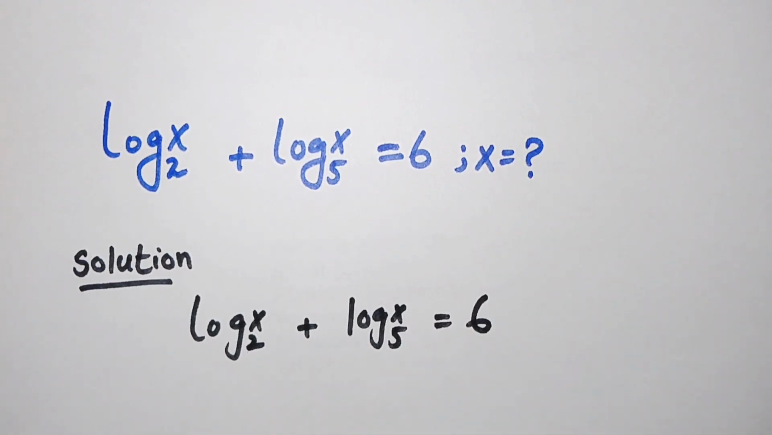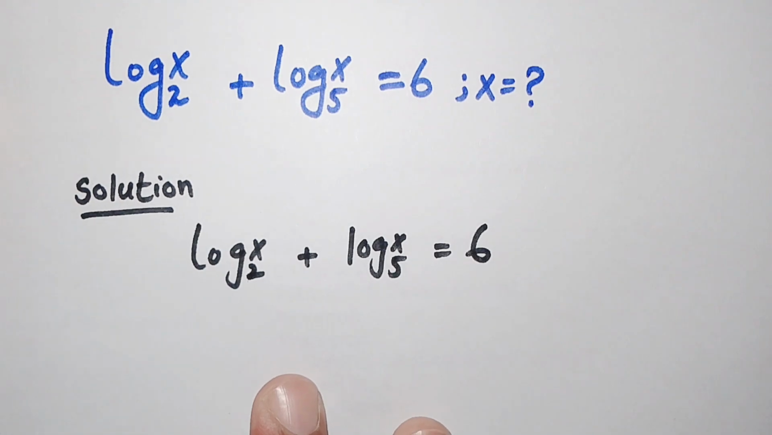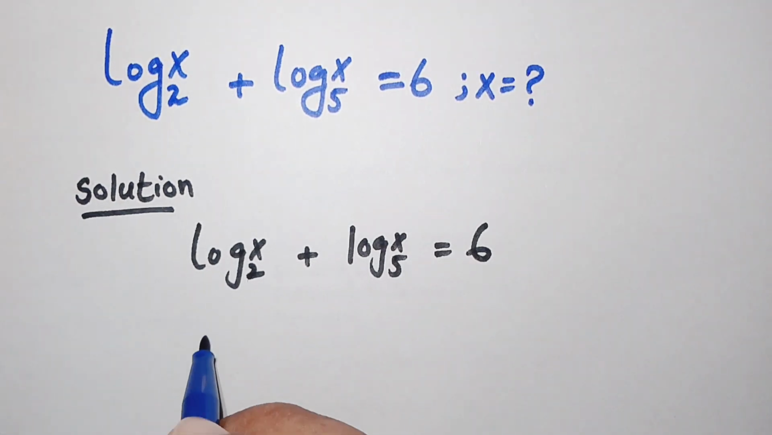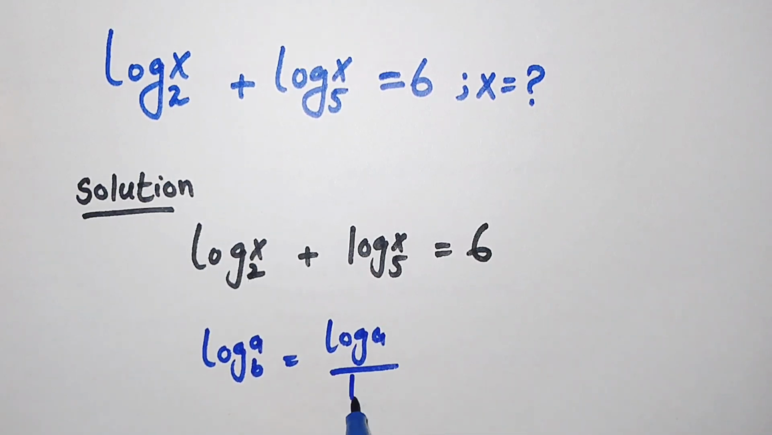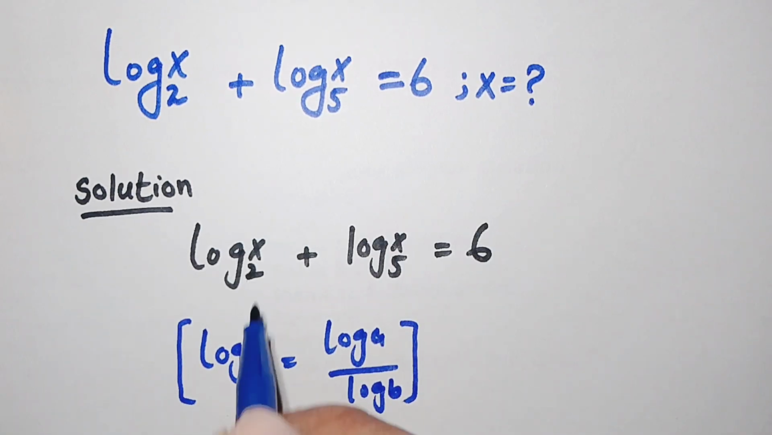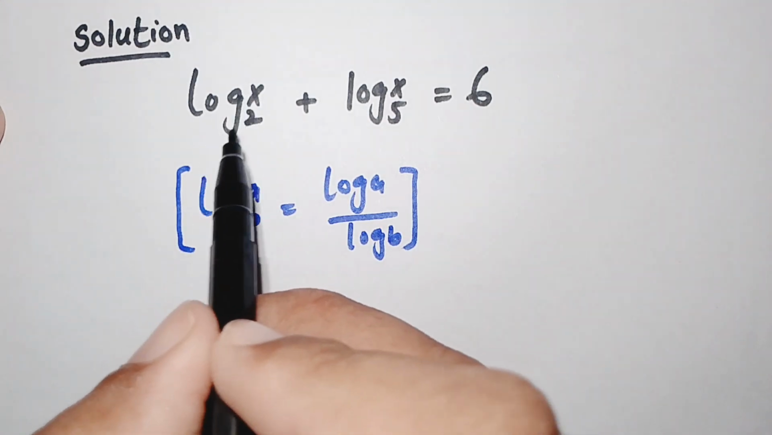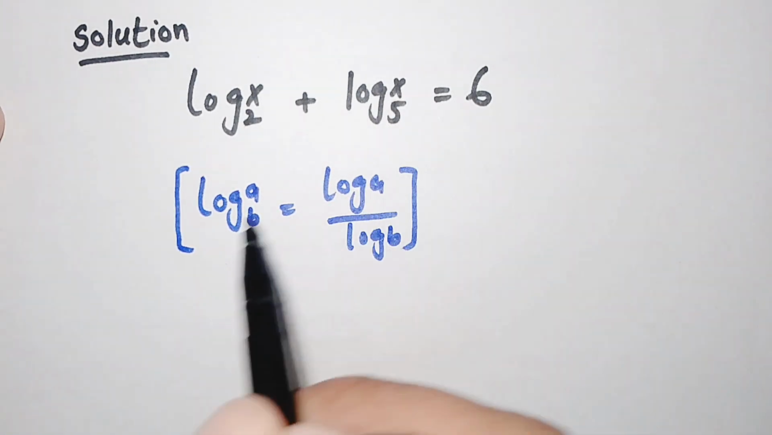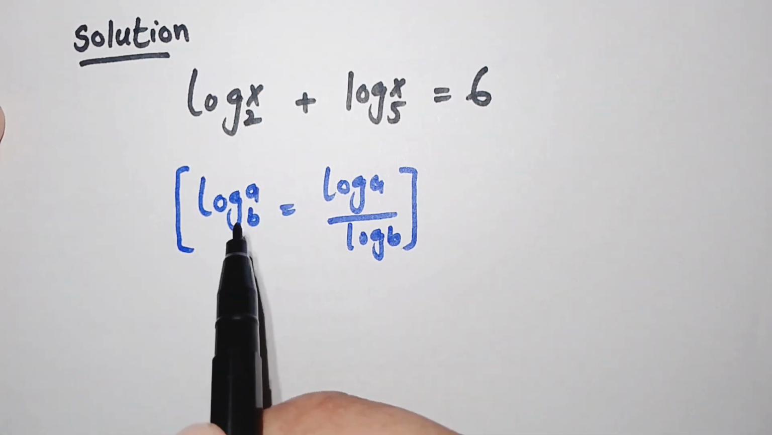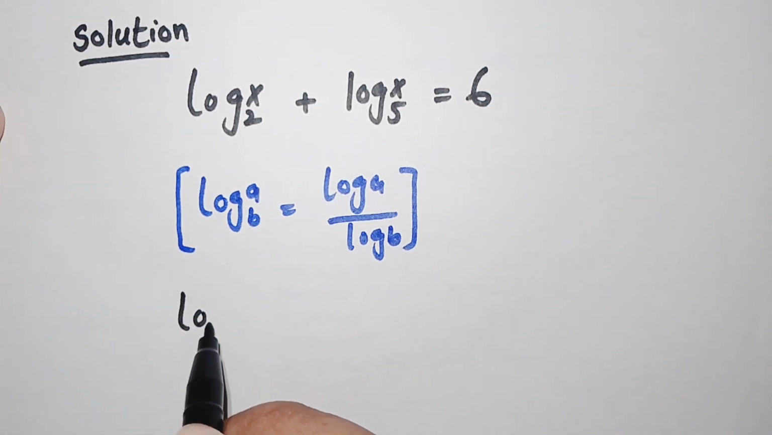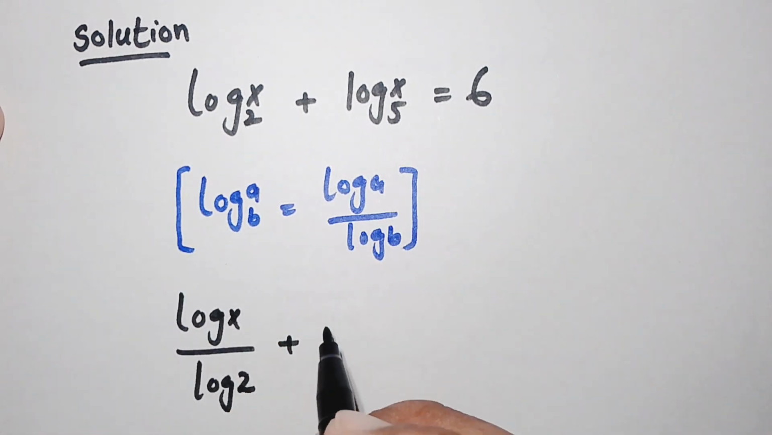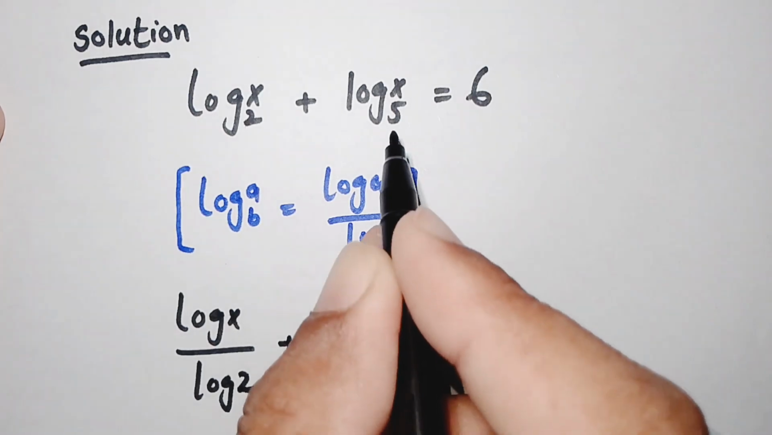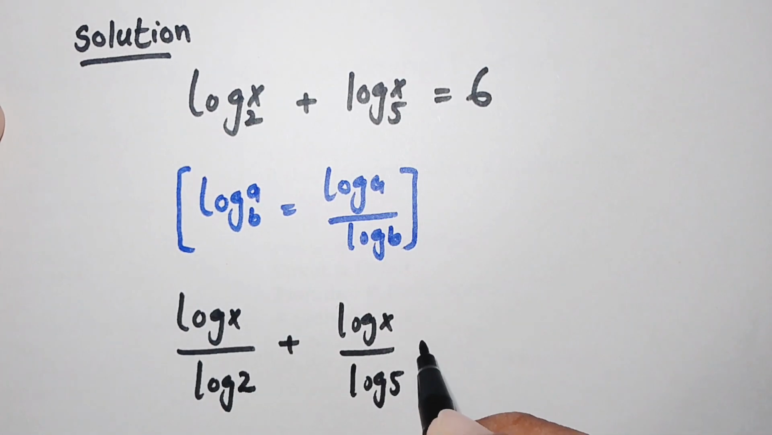To solve this question, we have to use this logarithm identity: log of a with base b is equal to log of a divided by log of b. So here we have to use this identity. This will become log of x divided by log of 2 plus log of x divided by log of 5, which is equal to 6.